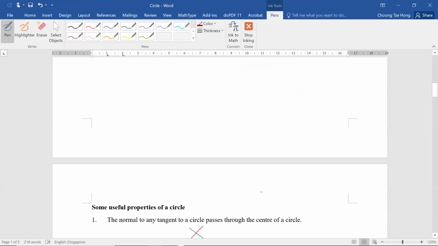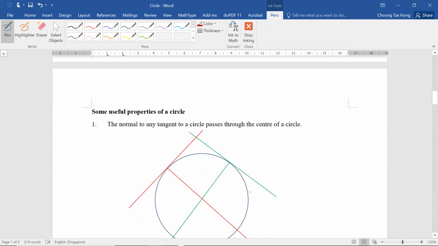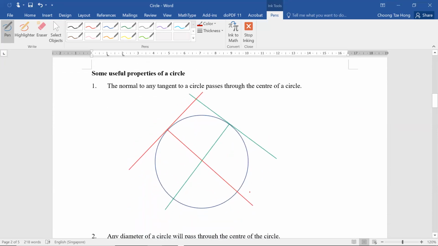Okay, so now let's move on to some useful properties of the circle. The first useful property of a circle is that the normal to any tangent to a circle passes through the center of a circle. So what does it mean? Over here we have a couple of tangents to the circle. A tangent is similar to a tangent of a curve.